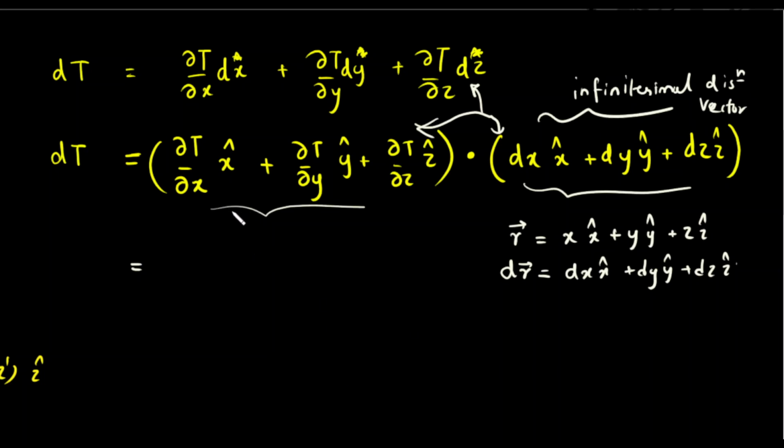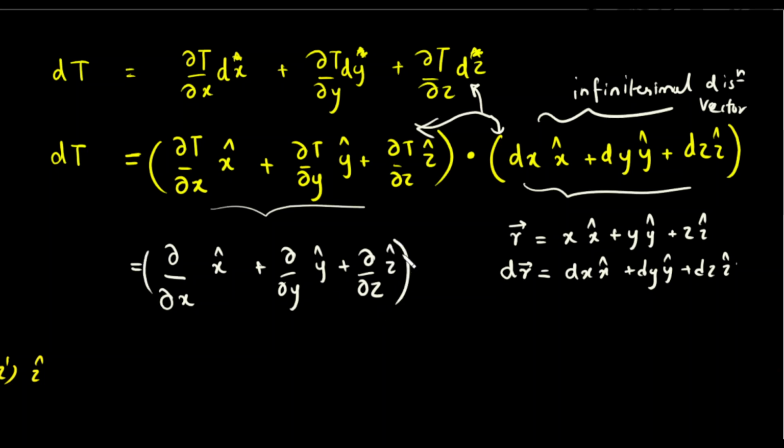For now, we can have this kind of expression: ∂/∂x x hat plus ∂/∂y y hat plus ∂/∂z z hat. And this is the dl vector. So you can say that dl is the infinitesimal position vector, or the infinitesimal displacement vector.